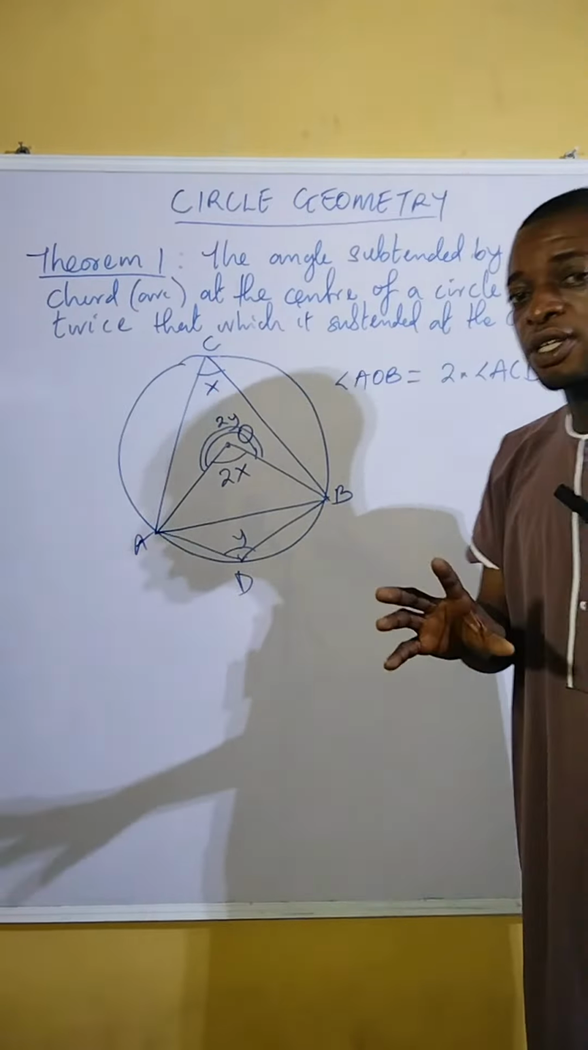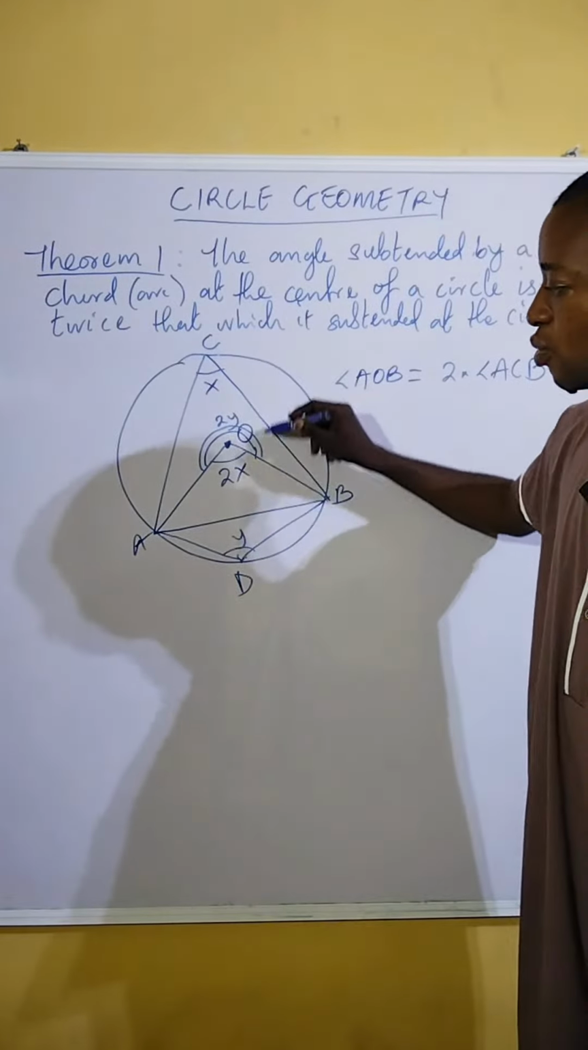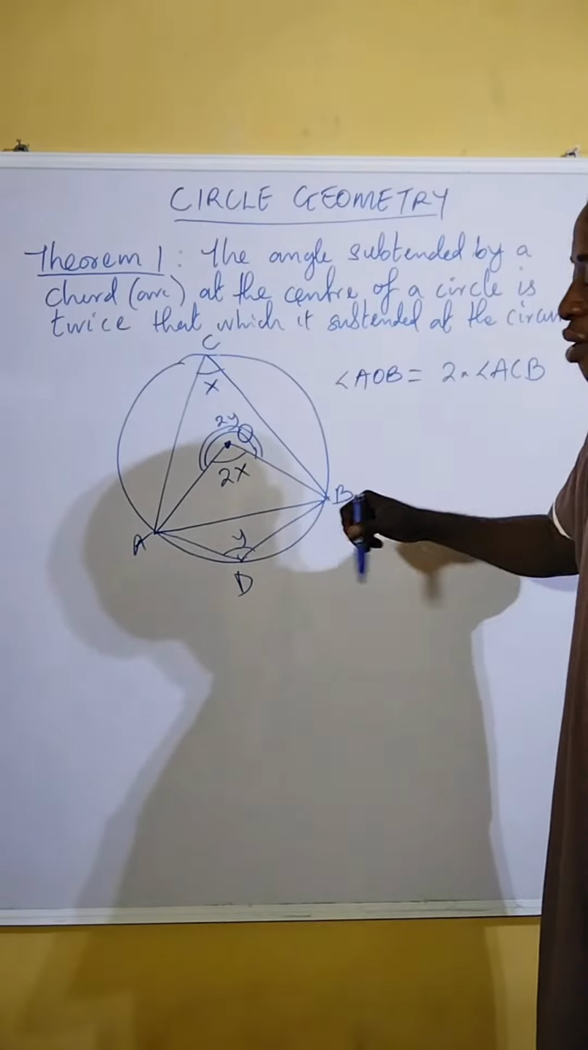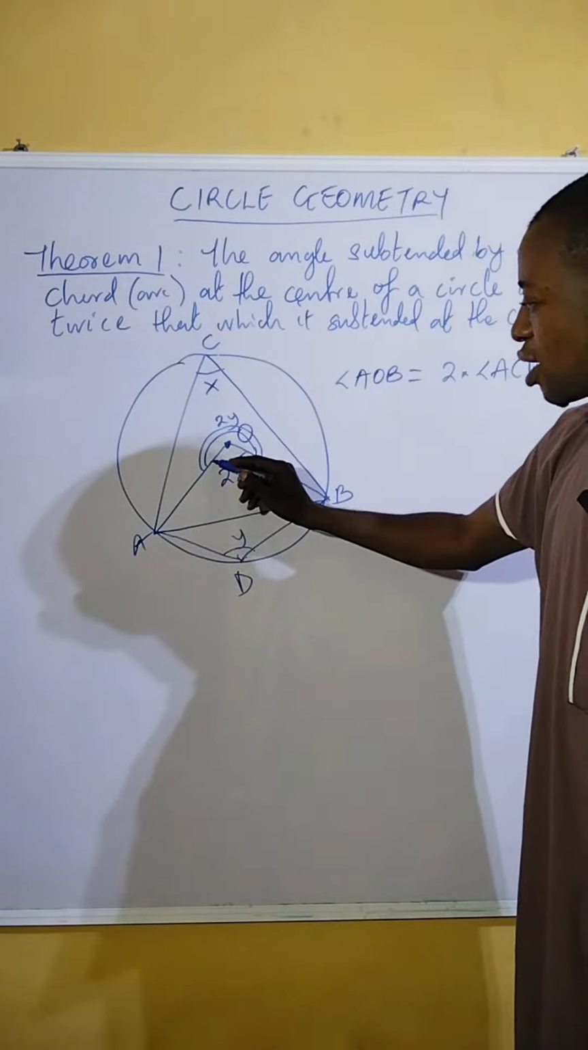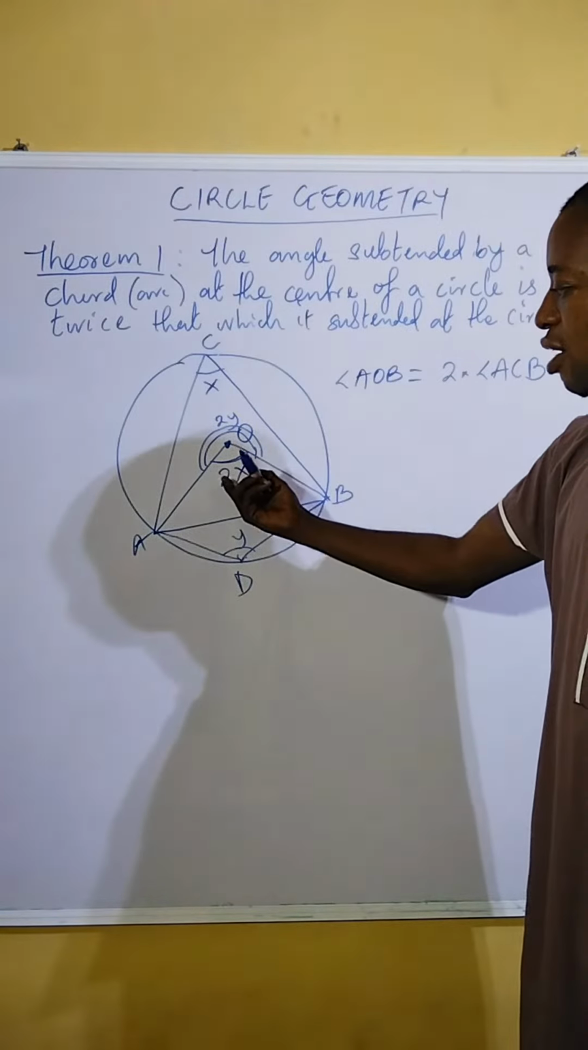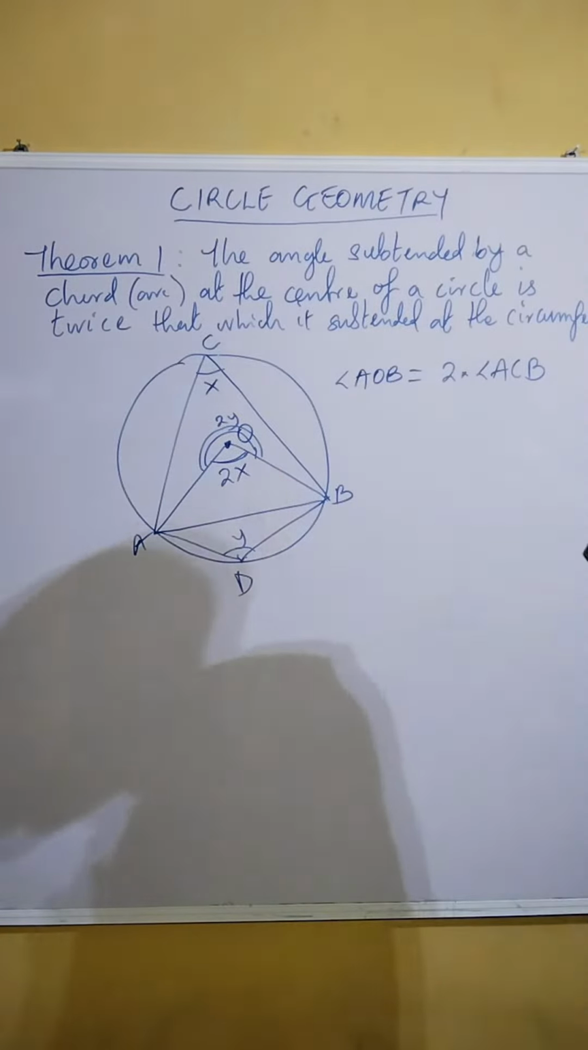There are some things that we should also understand here. The center of the circle is an angle at a point. And the sum of angles at a point is what? 360 degrees. For instance, if we know this angle, we can get the other angle by taking this angle away from 360 degrees.